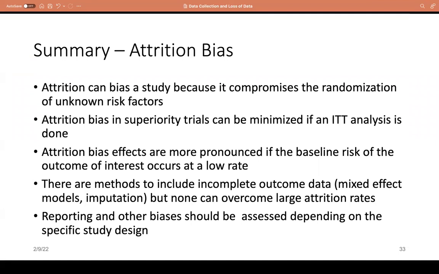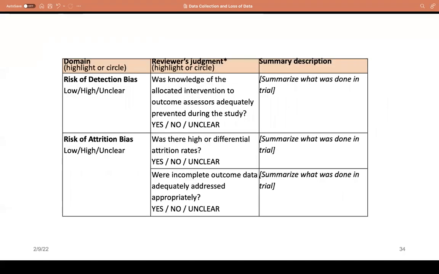I think you just really need to look at the specific study design when you're looking at how these types of biases are affecting the results. Like I said, you do want to see how these relate to your outcome of interest, and how high risk these biases are and how big a problem they're going to be.